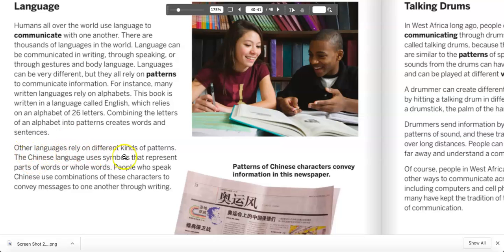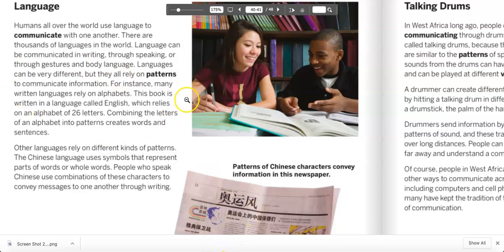Other languages rely on different kinds of patterns. The Chinese language uses symbols that represent parts of words or whole words. People who speak Chinese use combinations of these characters to convey messages to one another through writing. So this is an example of the Chinese language. So instead of using letters that create words, they use symbols that create words.